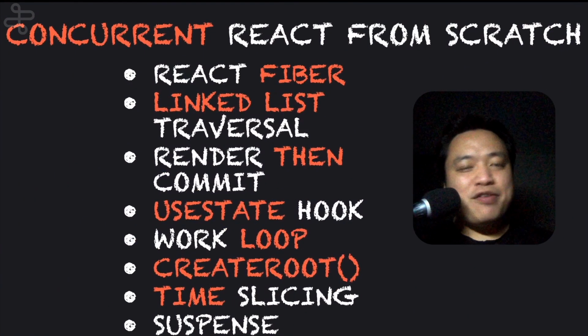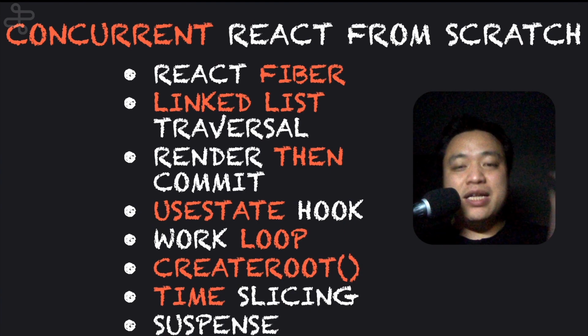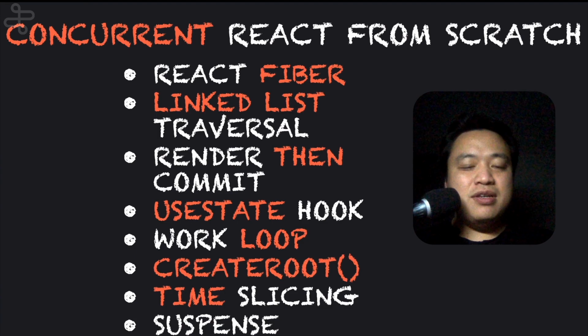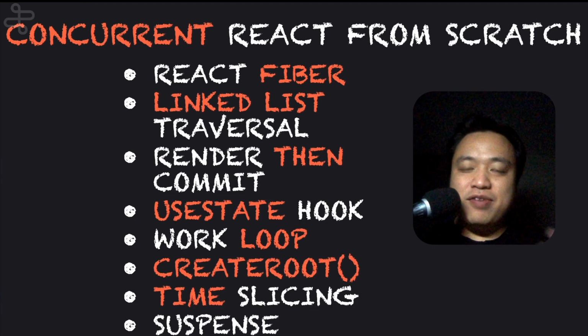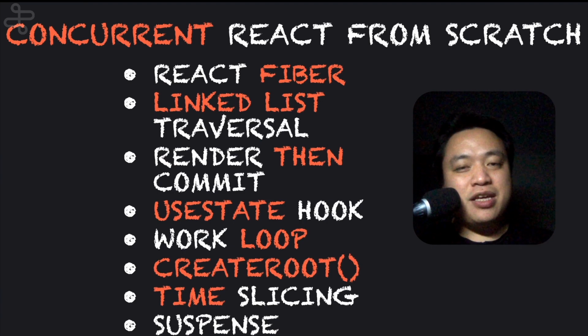So we've covered a lot today. If you take a look back, over this past half hour, we've actually implemented everything from this list, from understanding what React fibers are, linked list traversal, rendering then commit, a hook, work loops, time slicing, create root API, and suspense. But that's not even half of what React actually gives you out of the box.